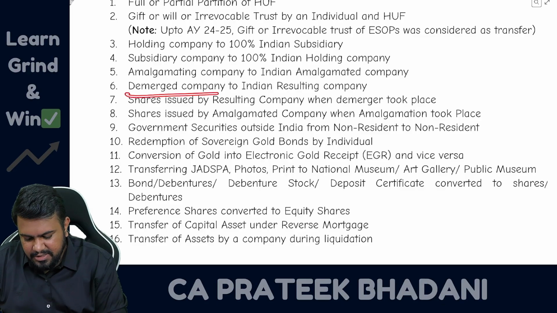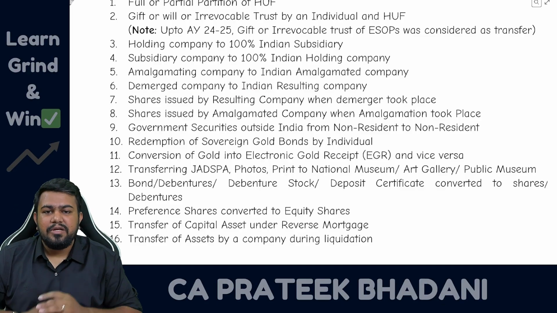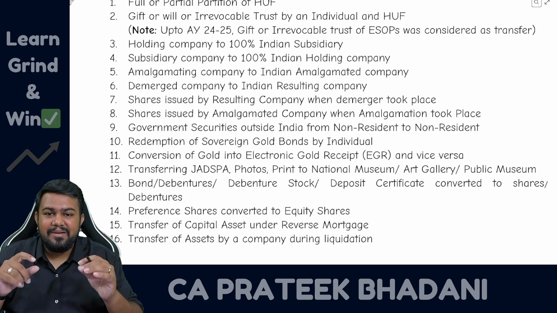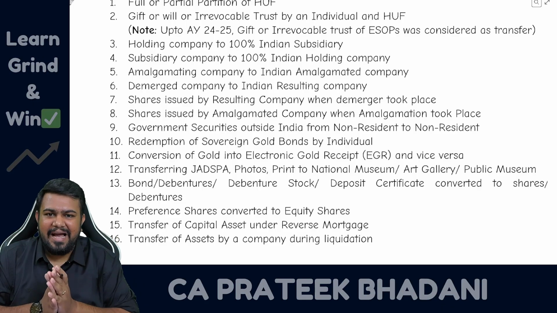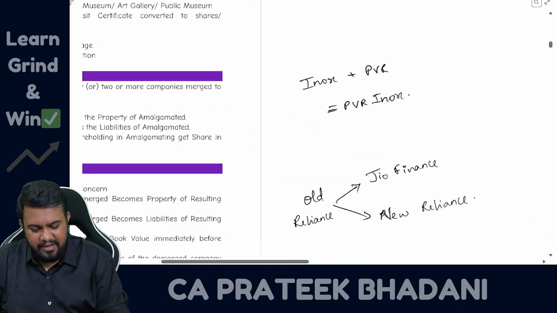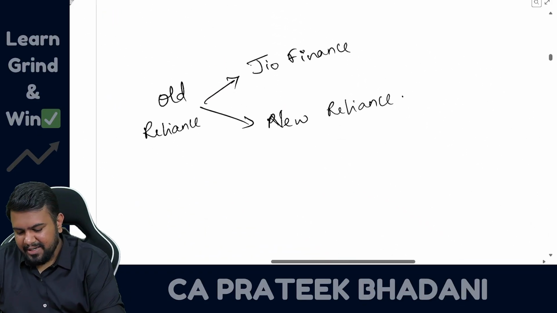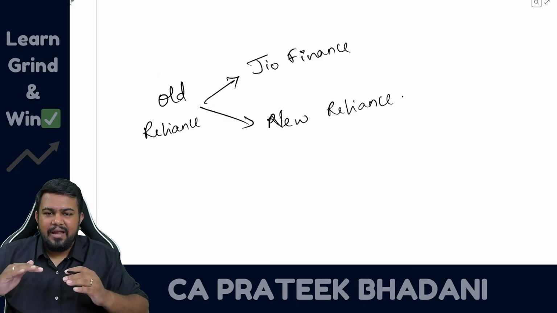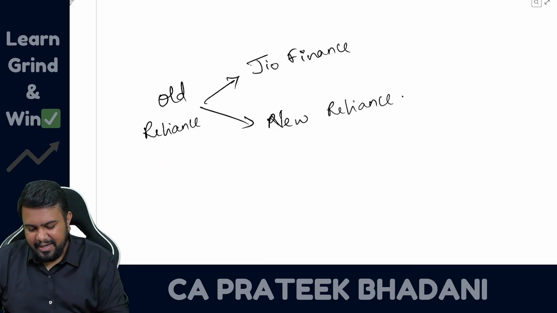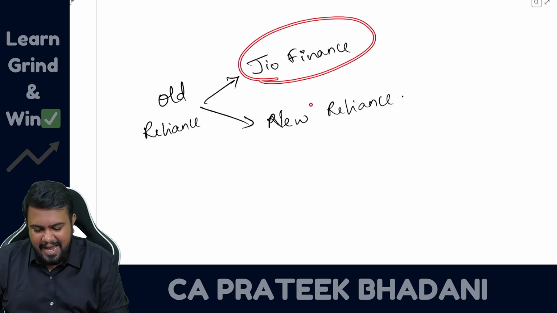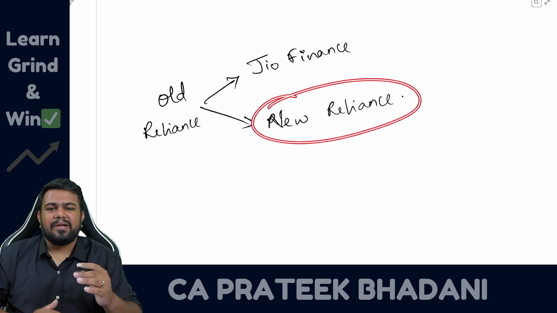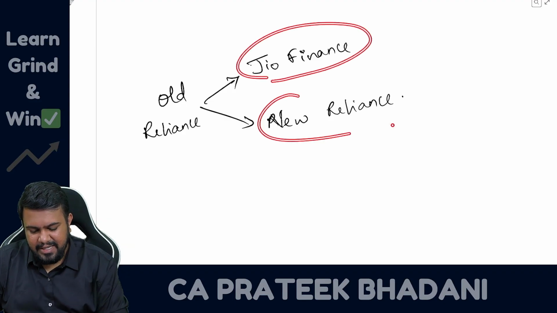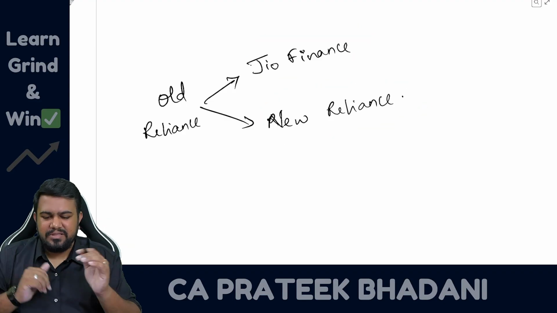Next one, demerged company transferred to resulting company. So when a demerger takes place, then also the transaction is not regarded as transfer, but demerger also is defined under the Income Tax Act. All the conditions should be satisfied. First, let me tell you an example of demerger. Let's say there is old Reliance company. In that old Reliance company, Jio Finance was there. Now that Jio Finance is coming out of old Reliance as a new company called Jio Finance, and now the balance company has become New Reliance company. So old Reliance has split into two companies, that is Jio Finance and New Reliance. So this transaction is called demerger.